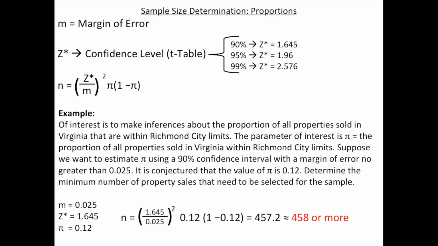Now, anytime you're working on a sample size problem, we always round up, so it doesn't even matter that 0.2 in mathematics we would round down. We always overestimate when we're determining sample size. So in this case, we would say that we need to select at least 458 properties, or 458 or more properties.